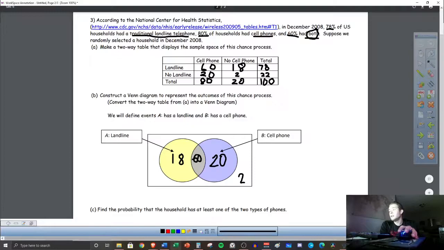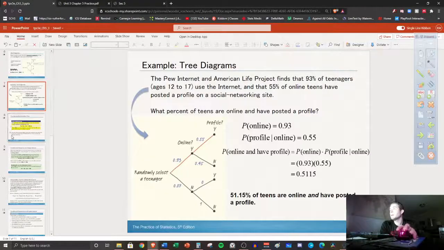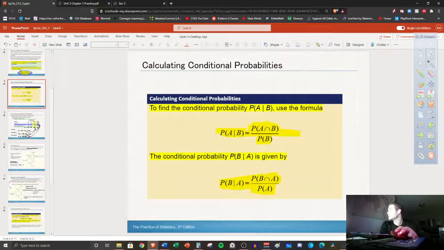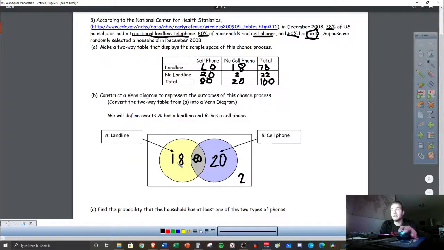In our notes, we talked about this idea of the union of the events. In a Venn diagram, it's the whole shaded region right here, the green area. So what that means for us is I can just add these three up to get my answer. On the two-way table, it's going to be these sections here: cell phone, no cell phone but landline, or cell phone, no landline. It's these three which relate to this.